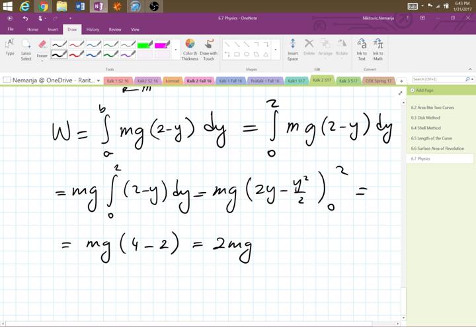Now you know how heavy the chain is and how much the gravity is, 9.81. Well, depending on which. Would it be negative gravity? No, it's just positive, because you're lifting it up.